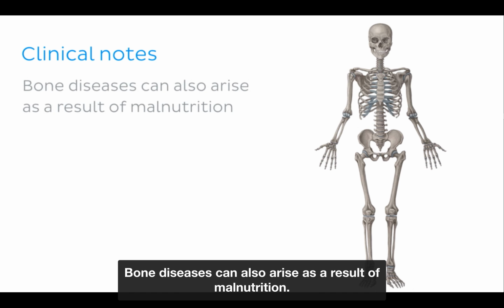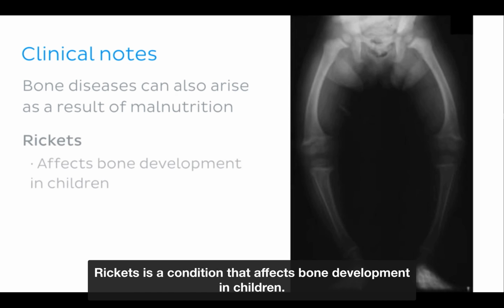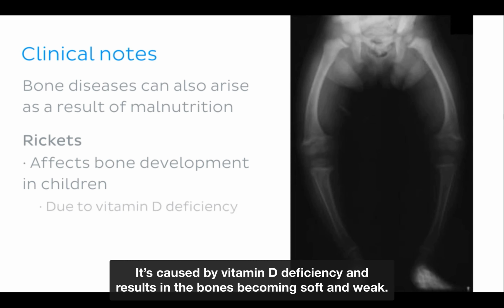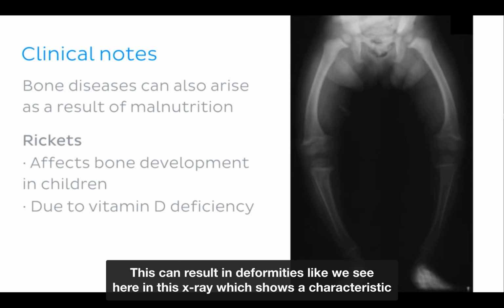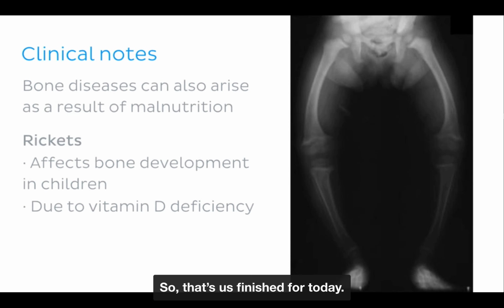Bone diseases can also arise as a result of malnutrition. Rickets is a condition that affects bone development in children. It's caused by vitamin D deficiency and results in the bones becoming soft and weak. This can result in deformities like we see here in this X-ray, which shows the characteristic bow legs that can arise in individuals with rickets.